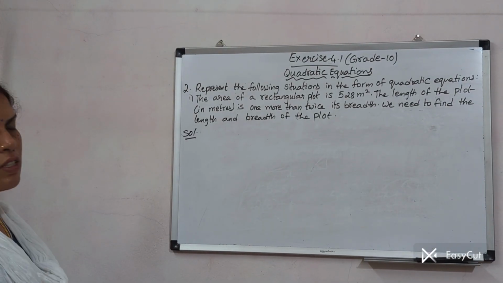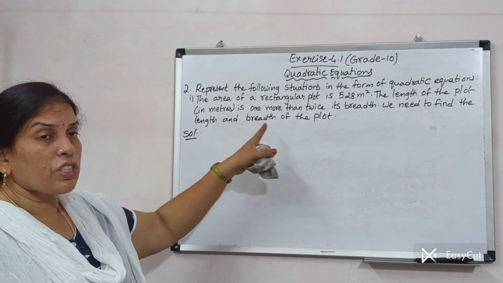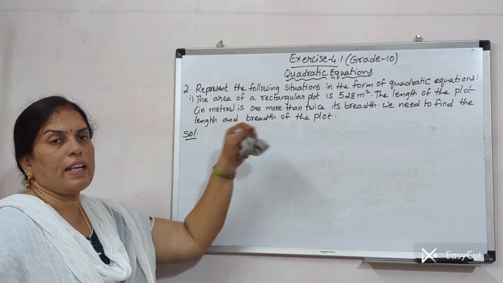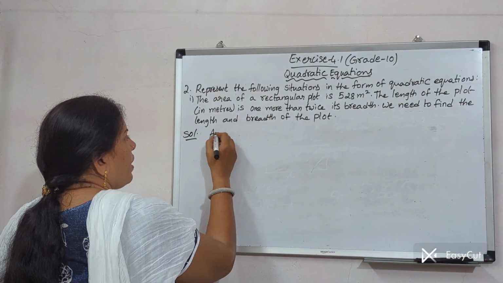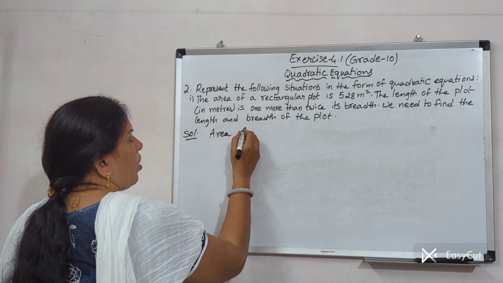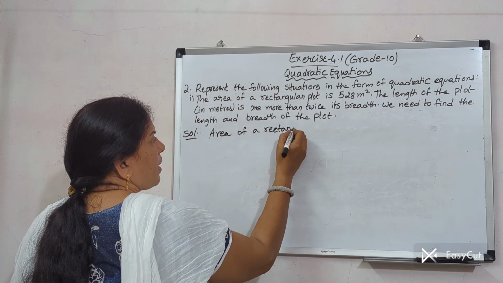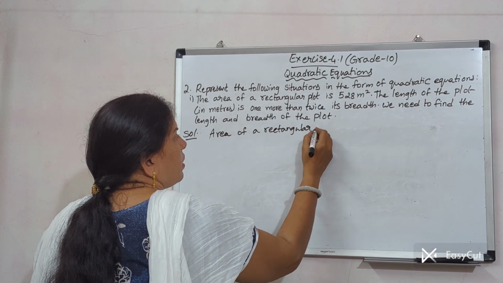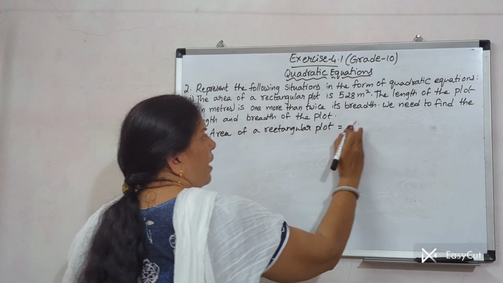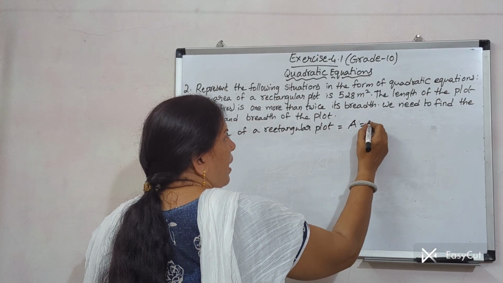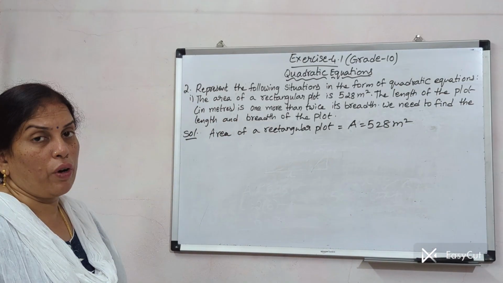Now let's go into the solution. I'll write down steps. See here, in the question they have given the area. Whatever the given points, you must write down. Okay, area of a rectangular plot is equal to, what is the area? A is equal to 528 meters square. This is the given point.